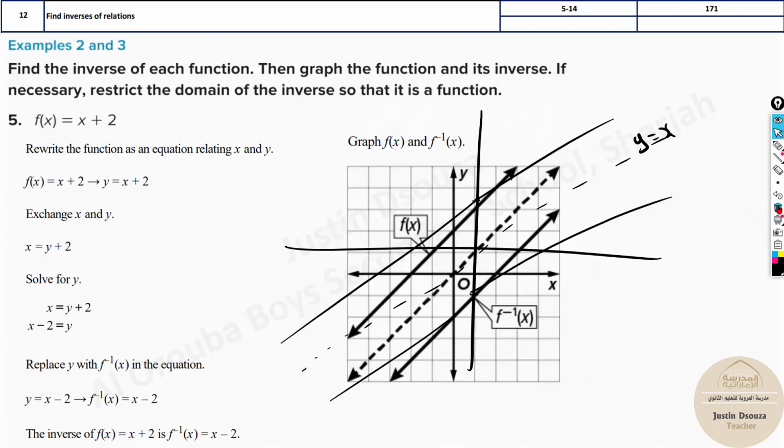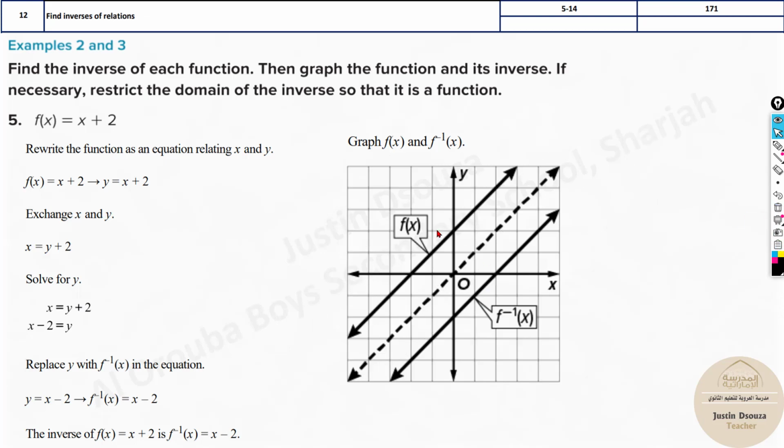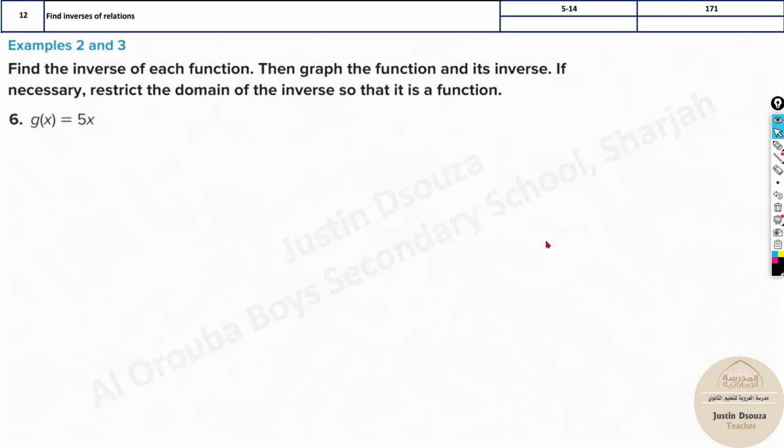Now you can see it's something like this. Let me just clear this. This is the answer, f of x. This is f inverse of x. That's the thing. Over here, the domain and range is all real numbers, so it doesn't make a difference. Only when it's quadratic, it's a little different. We will talk about it in a while.